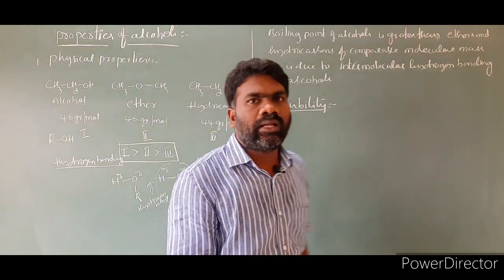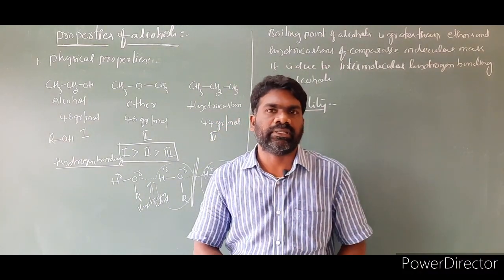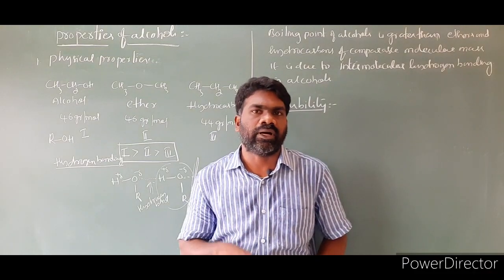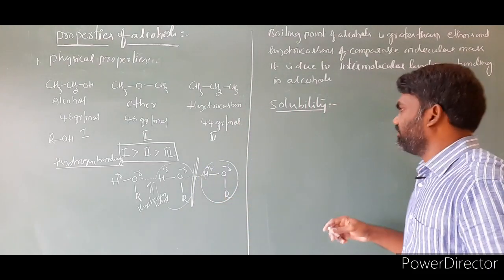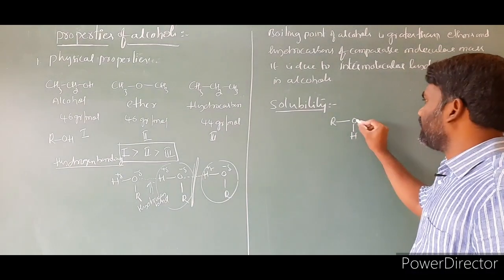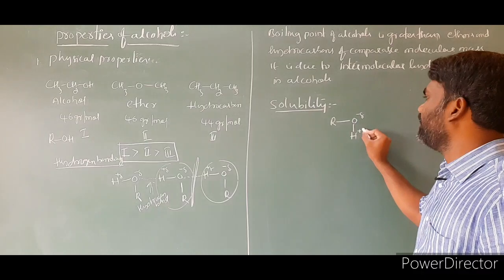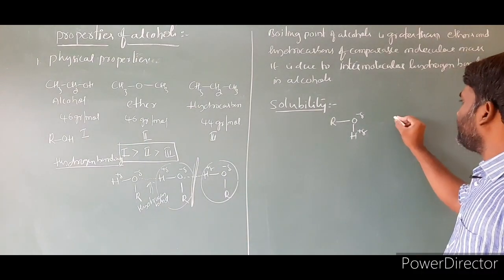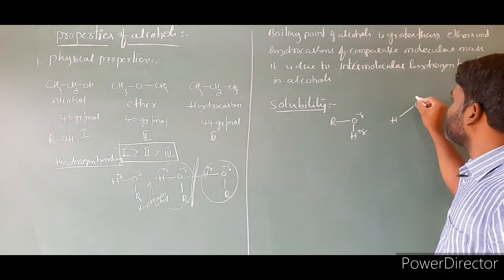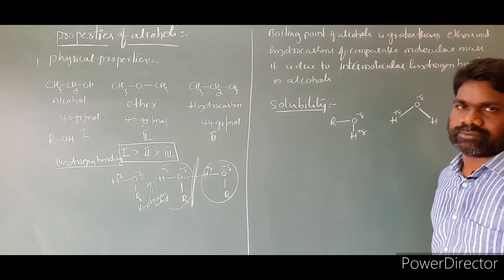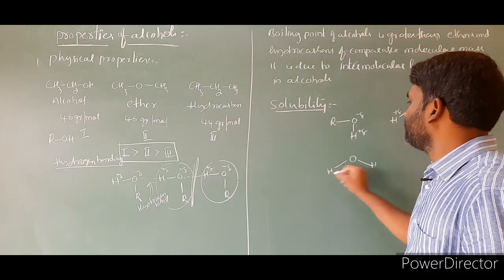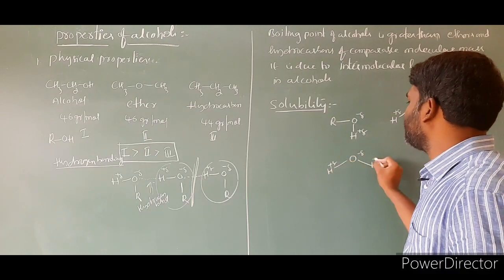Solubility. Alcohols are highly soluble in water. This is mainly due to the formation of intermolecular hydrogen bonding between water molecule and alcohol molecule. Let us understand this statement by taking an example. I am writing alcohol molecule ROH. Oxygen is more electronegative, so it has partial negative charge. Hydrogen has partial positive charge. Then I am writing water molecule HOH. In this case also, oxygen is partially negative, hydrogen is partially positive. I am taking another water molecule like this. This is partial negative, and these are partial positive.